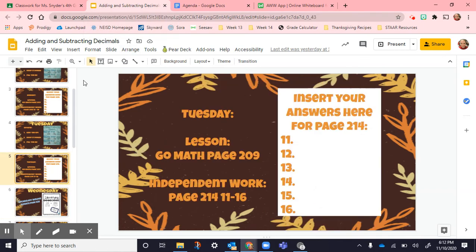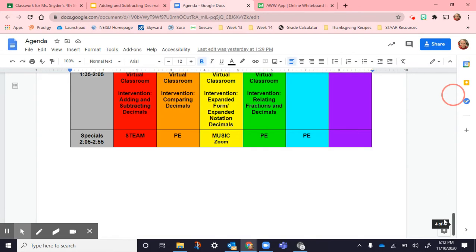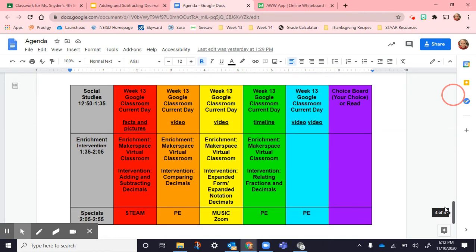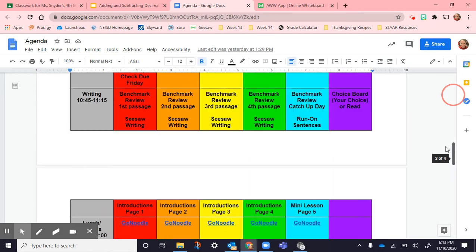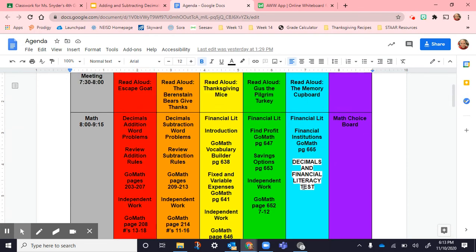So make sure we're reviewing. If you go down in the agenda to the bottom, each day we're reviewing with math. Yesterday we did adding and subtracting. Today we did comparing decimals. So each day we've got review pieces because on Friday we're going to test. And we also test for this financial literacy unit. We're testing for both. The financial literacy is only a few days. It's really short. So we're going to get that test in there, and then next week we'll be starting our multiplication unit. All right, so that was math.